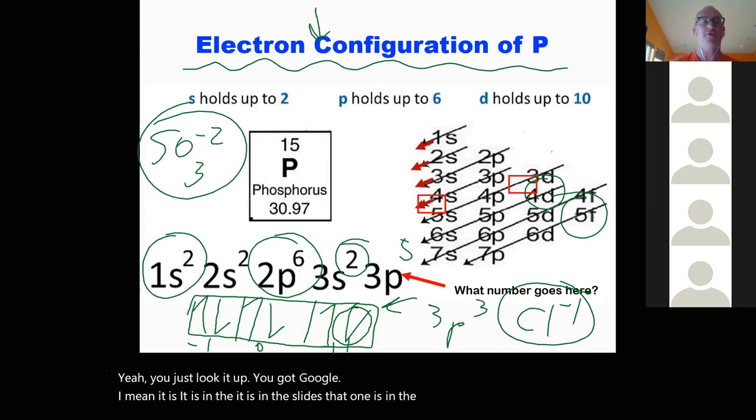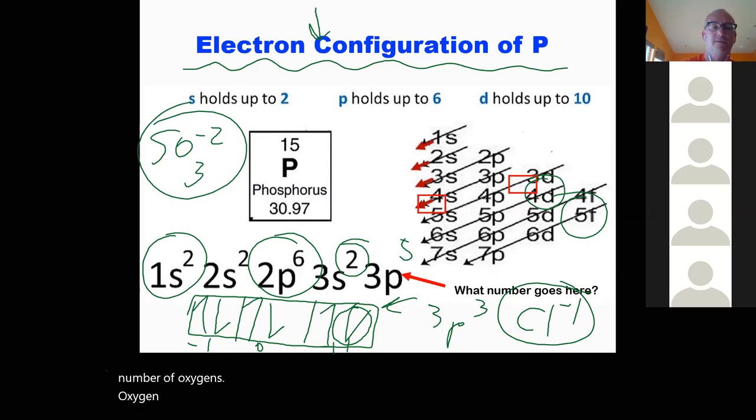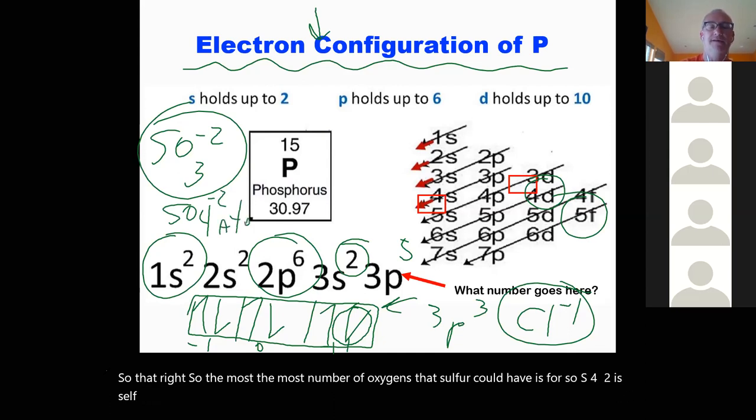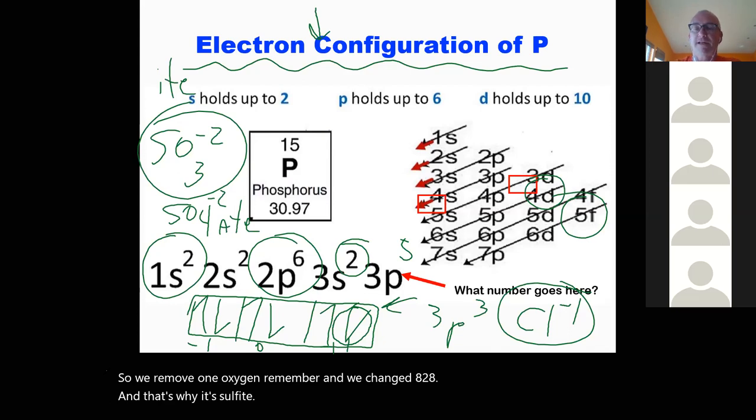Basically, remember the most number of oxygens. S is sulfur and O is oxygen, right? How would you change it to be sulfide? The most number of oxygens that sulfur can have is 4. So SO4 2- is sulfate. We remove one oxygen and change -ate to -ite. That's why it's sulfite. That's where that comes from. Okay, gotcha, thank you.